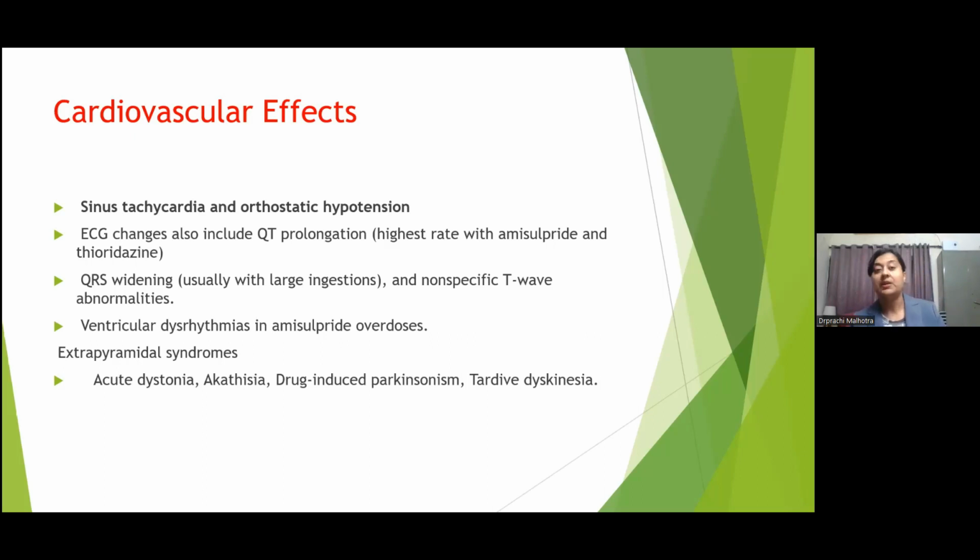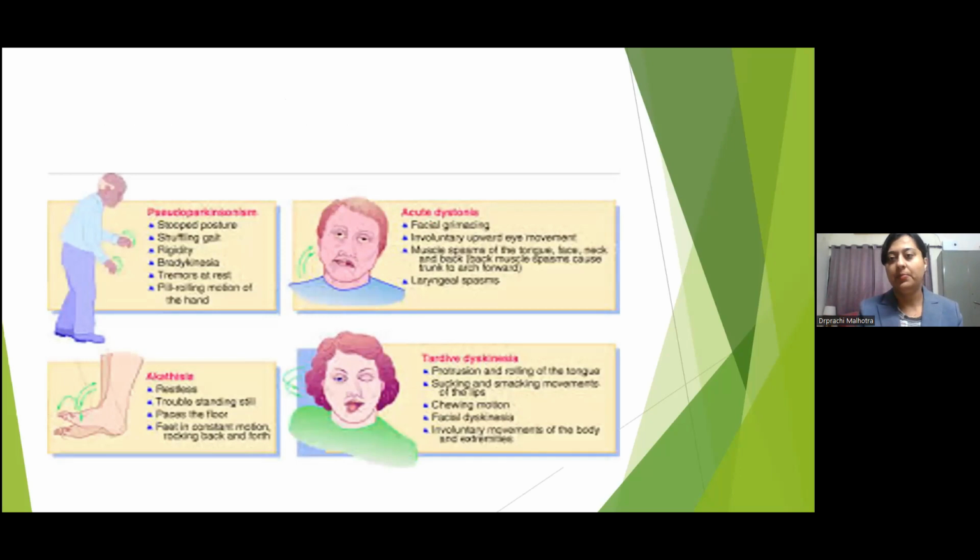And most important, extrapyramidal syndrome can also occur. Extrapyramidal syndrome is mainly divided into four types. The first is acute dystonia, then akathisia, drug-induced Parkinsonism, and tardive dyskinesia. Let's see a few lines on how to distinguish between these four. So this is a pictorial graphical presentation of these symptoms. I know you cannot read it properly, but I have put the slide so that it can be in your mind how pseudo Parkinsonism looks.